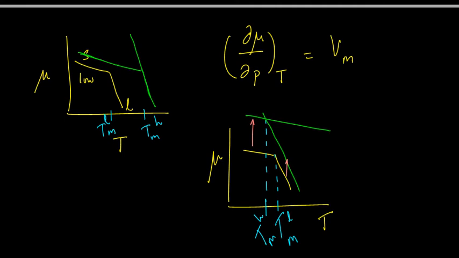So how does that answer the question that dP by dT should be negative for that graph? Why is that slope negative? What else do you want? I increase the pressure, the melting temperature drops.